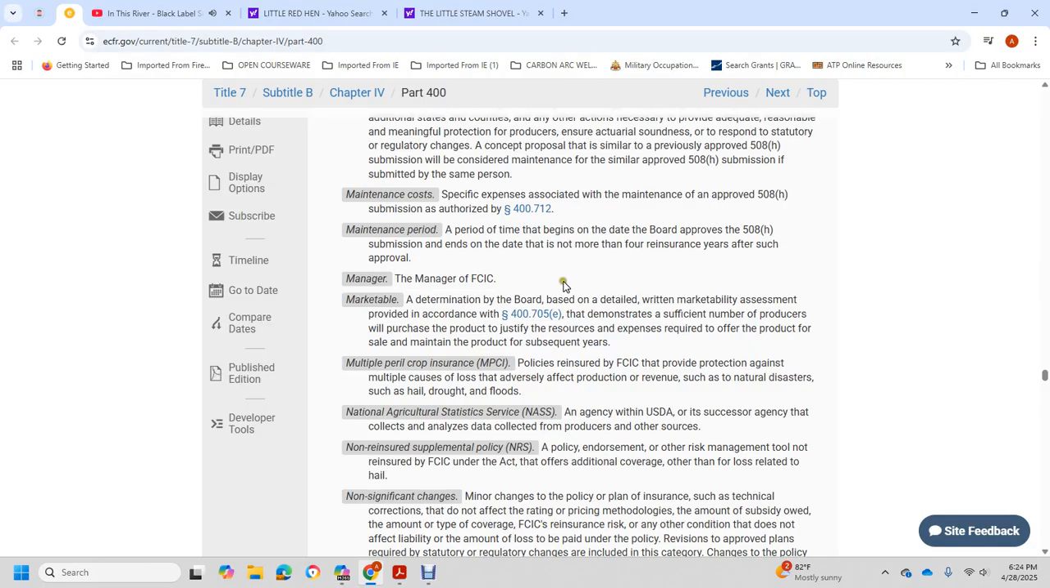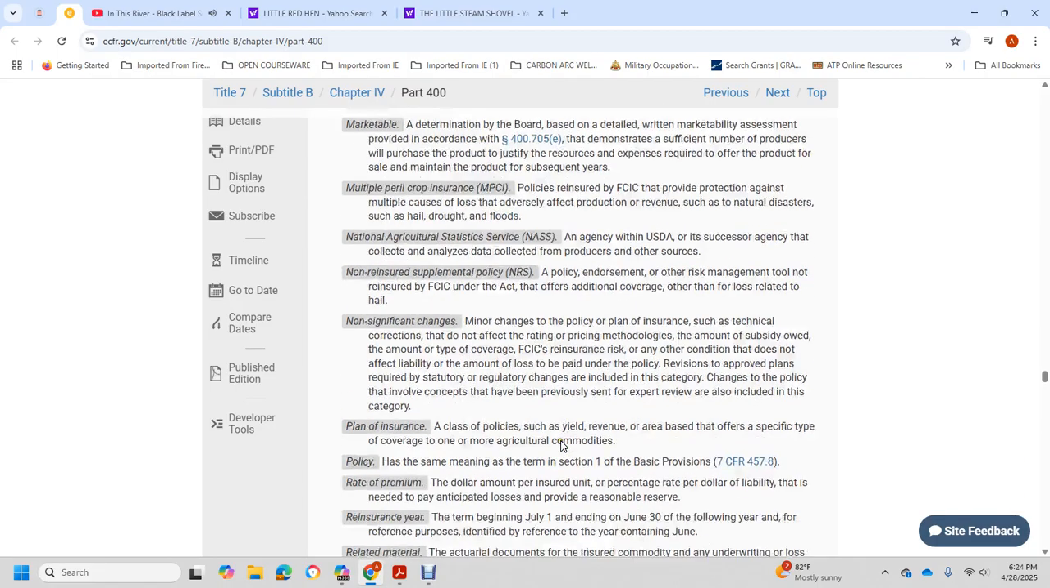Non-reinsured supplemental policy: a policy or endorsement, a risk management tool not reinsured with the Federal Crop Insurance Corporation under the Act, providing additional coverage other than loss related to hull.